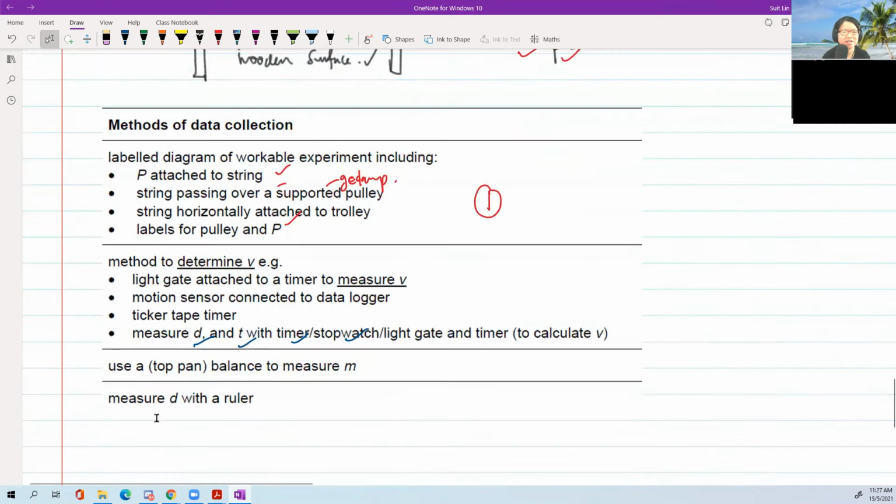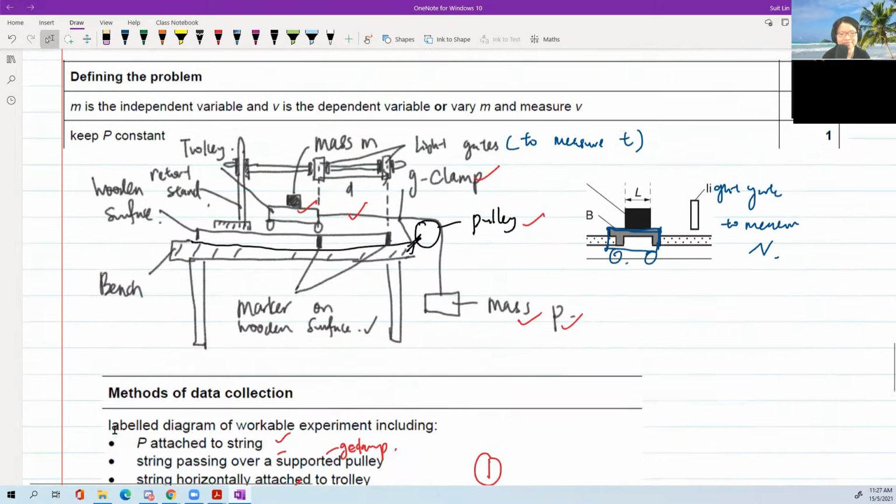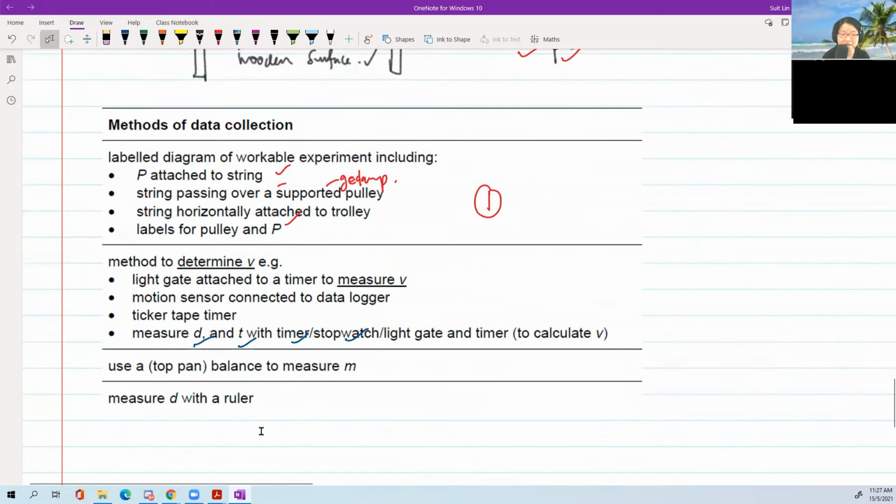And then finally measure D with a ruler, of course, D with a meter rule. A statement is enough, just a statement: D is measured using a ruler. Okay, you are done. For the method, 4 marks. Not that hard, if you know that you have to write these things.